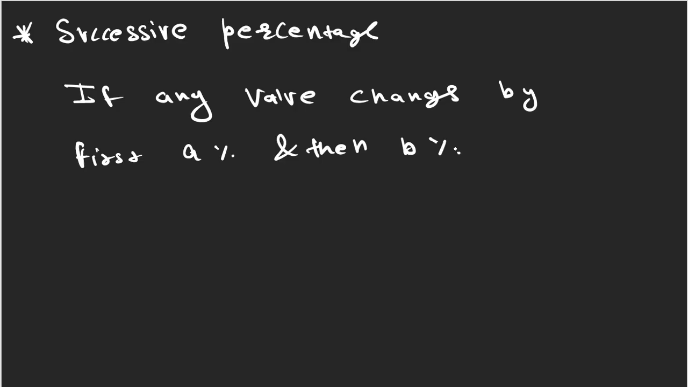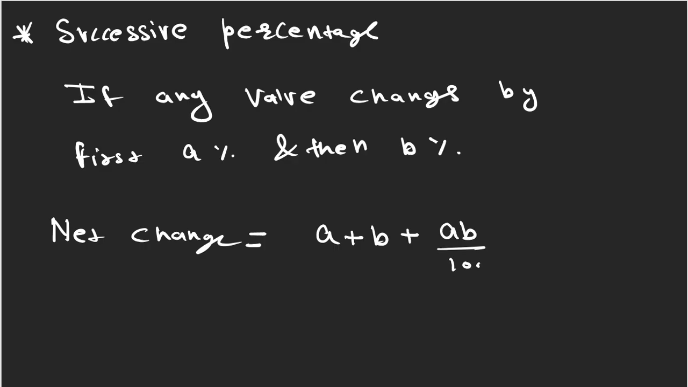So suppose that initially we have 100 and it changed by 10%. So it will become 110. Now 110 will change by b%. So if any quantity changes first by a%, then by b%, what will be the net change? The net change will not be equal to a plus b%, because b% is applied on the changed quantity, while a% was applied on the initial quantity. I'll take one numerical example too for this. So the net change will be a plus b plus ab divided by 100%.